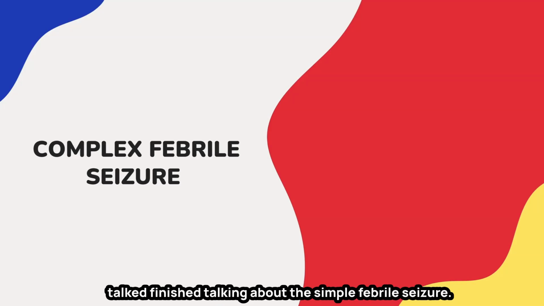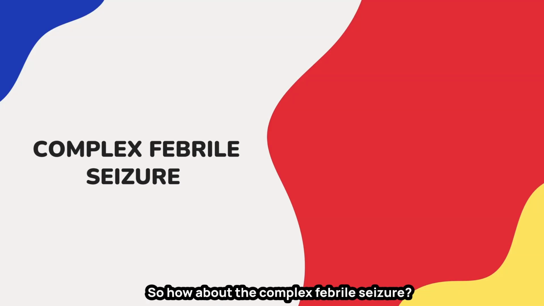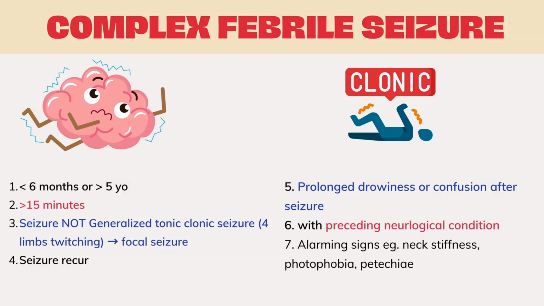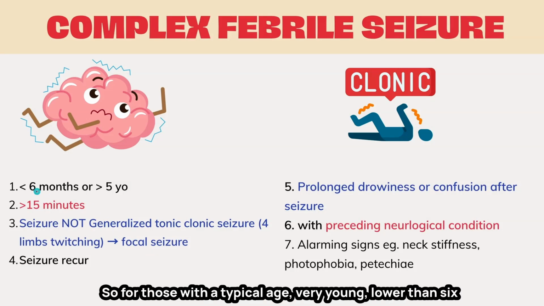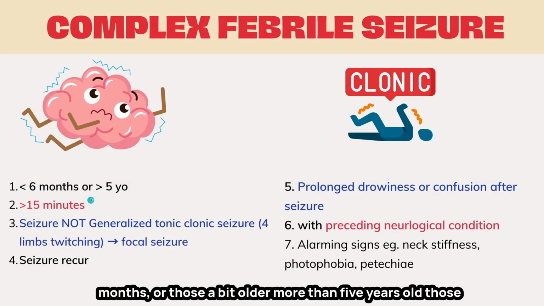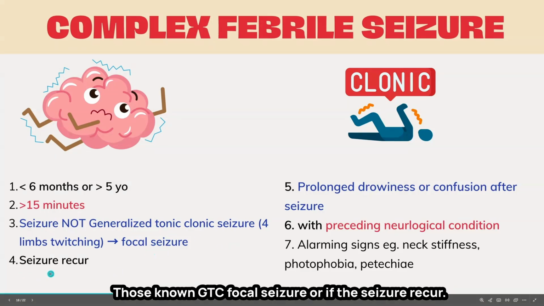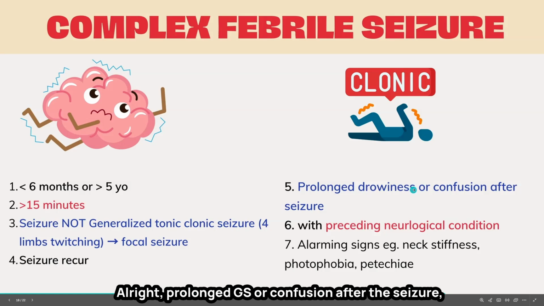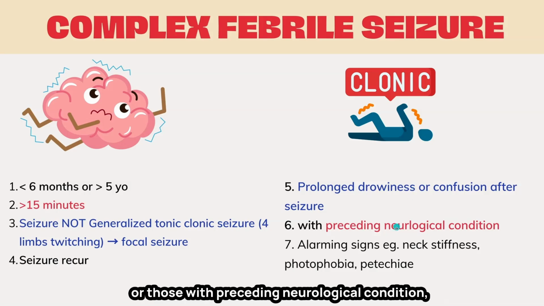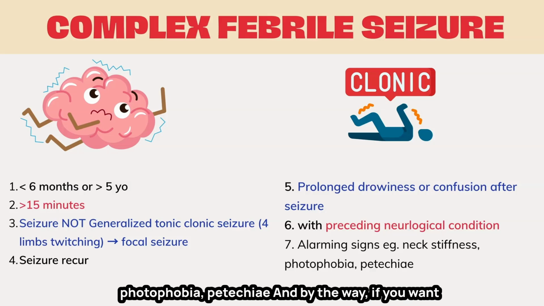All right, we have finished talking about the simple febrile seizure. So how about the complex febrile seizure? Actually, it's the other way around. For those with an atypical age, very young, lower than 6 months, or a bit older, more than 5 years old, those with long seizure, more than 15 minutes, those with focal seizure, non-GTC focal seizure, or if the seizure recurs, all right? Prolonged drowsiness or confusion after the seizure, or those with a preceding neurological condition. Or the patient demonstrates some alarming signs suggestive of CNS infection. For example, neck stiffness, photophobia, petechiae.